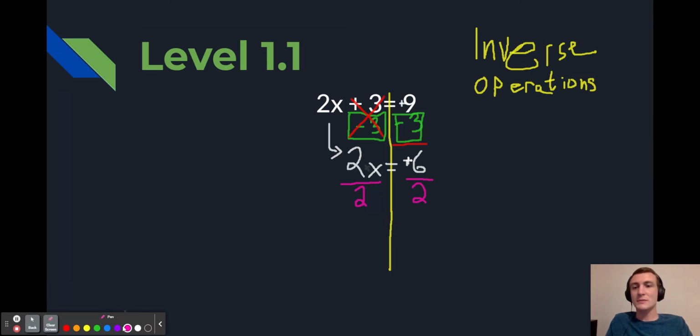Perfect. This is going to cancel out our 2's. And what we're left with is x equals 6 over 2, which is 3. Right? And if you're confused about that, this is the exact same thing as 6 divided by 2.